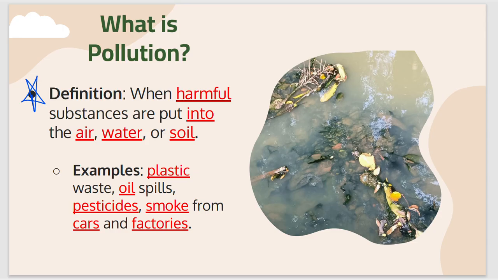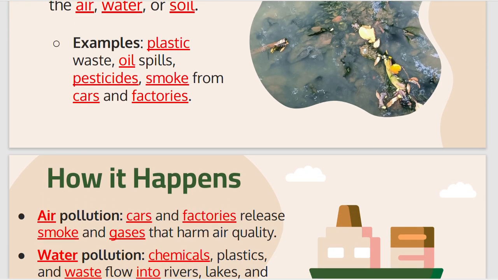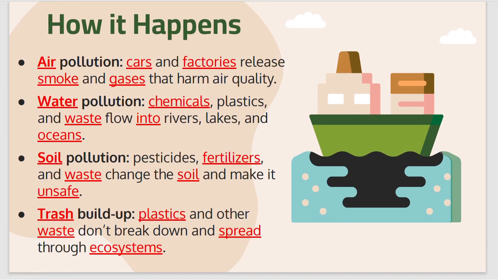So examples of that can be plastic waste, oil spills are a form of pollution, pesticides, which are chemicals to kill pests, smoke from cars and factories. All of these are examples of pollution. Harmful substances. So how does it occur? Couple big ones. I broke pollution into the 4 big categories of air pollution, water pollution, soil pollution, and trash pollution.